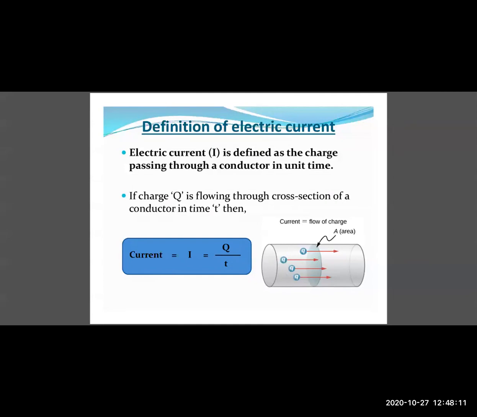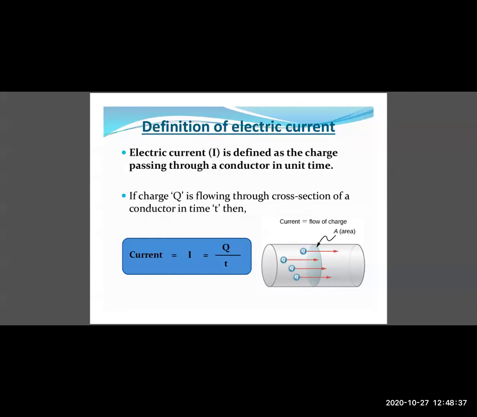Electric current I is defined as the charge passing through a conductor in unit time. The charge that is flowing is which particle? The electron. So the electron is the cause of that flowing charge. If a charge q is flowing through a cross section of a conductor in time t, then current I equals q upon t.